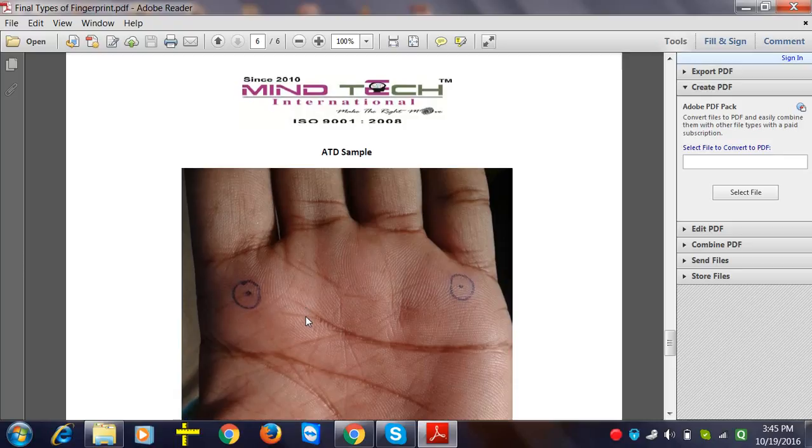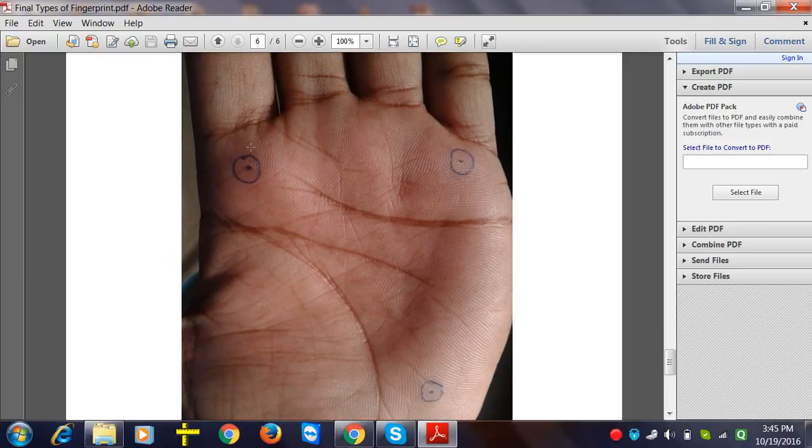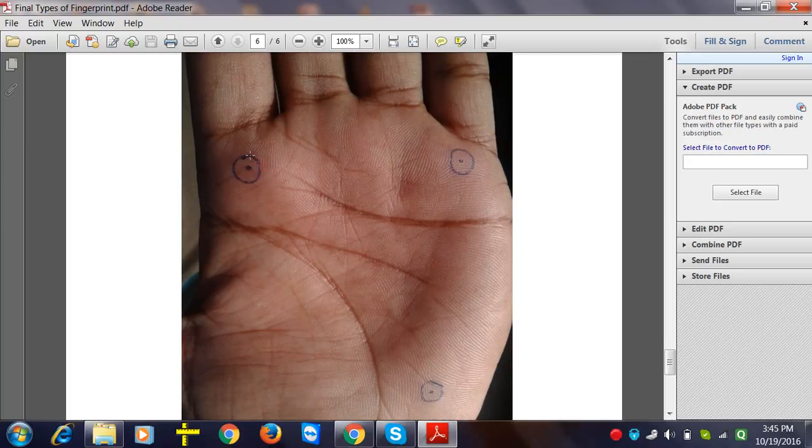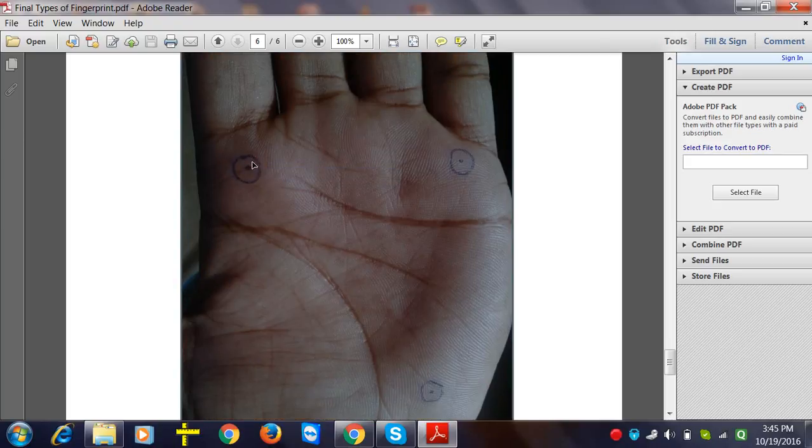Then we have the ATD point. There will be 3 points on your palm. One will be exactly below your index finger, then one exactly below your pinky finger, and the third one will be exactly above the palm, starting from the palm. So the shape will be like a delta. If you can see, there's a delta forming here. So you have to point it out and make a circle.